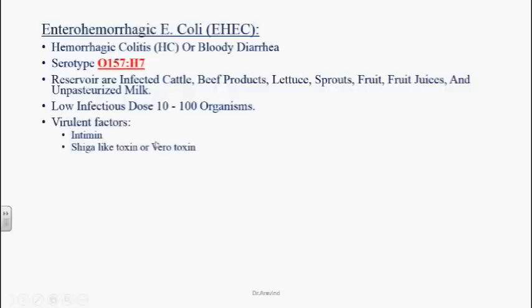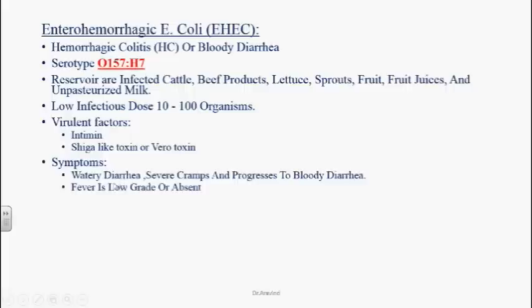The main virulence factors for enterohemorrhagic E. coli are intimin and Shiga-like toxin, or verotoxin. There are two varieties of Shiga-like toxin, Shiga-like toxin 1 and 2. As for symptoms in enterohemorrhagic E. coli infections, it starts with watery diarrhea with severe cramps, and that can progress to bloody diarrhea. Fever is a milder symptom, with minimal fever, or sometimes we can't see fever in these patients at all.